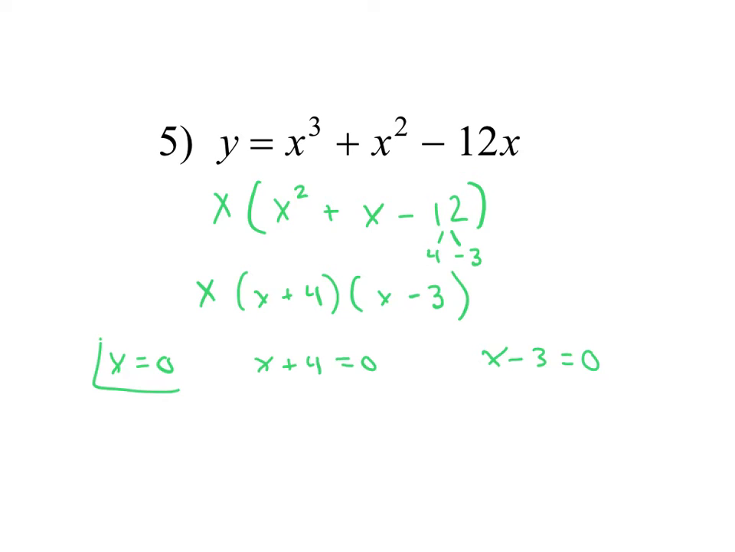So x is equal to 0. That's one of our answers. We don't need to do anything else. For this next one, we just subtract 4 on both sides, so we get x is equal to negative 4. And the last one, we add 3 to both sides, so x is equal to 3.